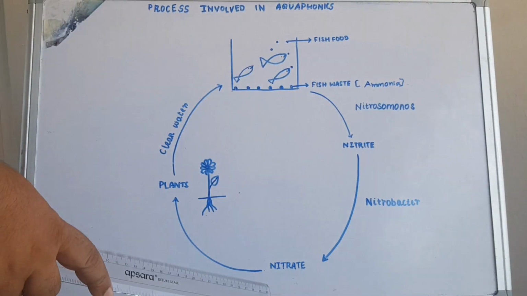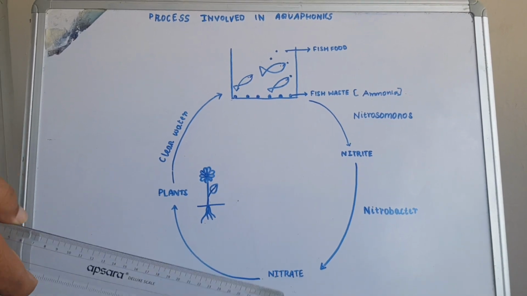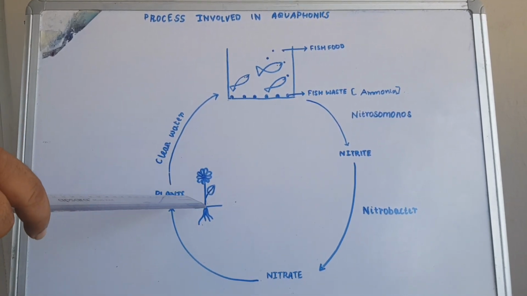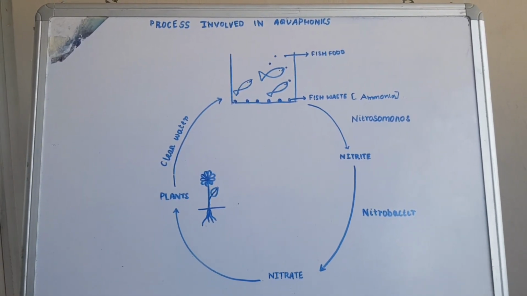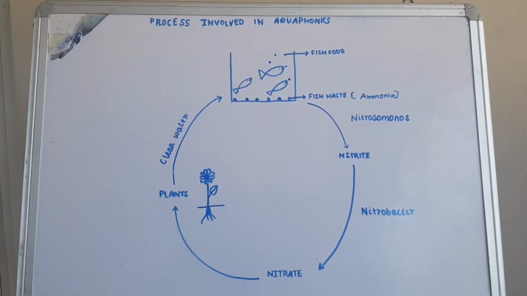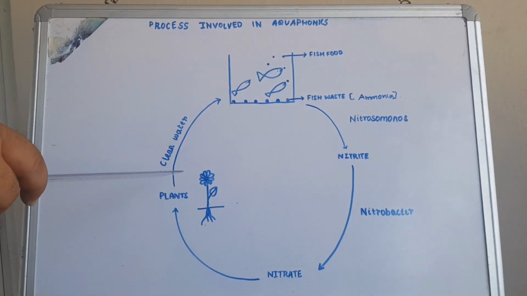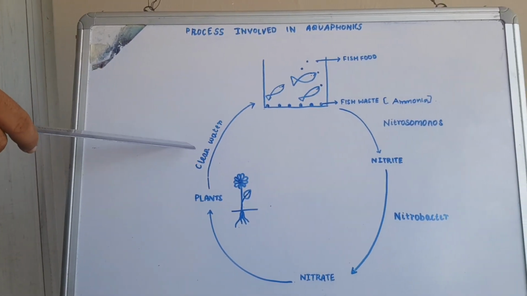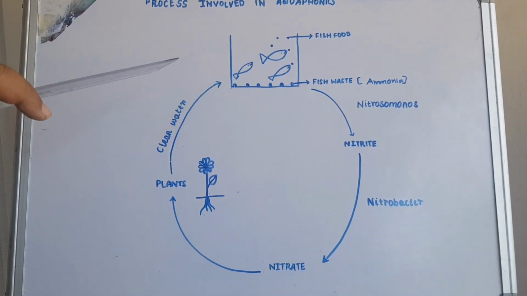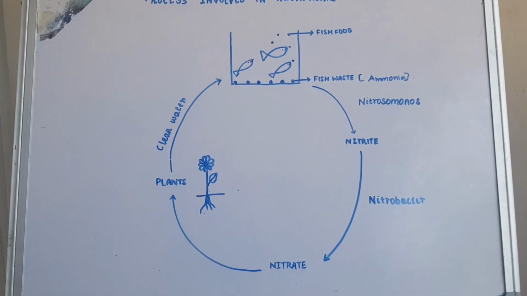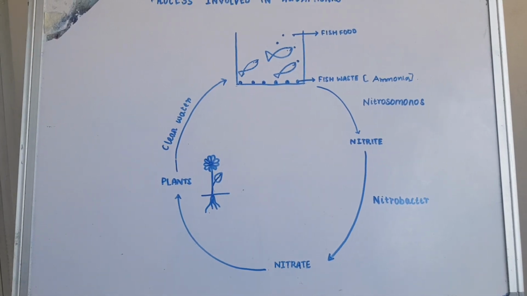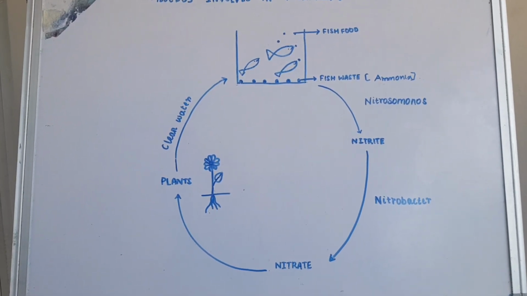And this nitrate, which has the required nutrients for the plants, is supplied to the plants through water, and the plant consumes the required nutrients, and the water which is left out, the balanced water, is purified and clean water is left out, and this water is sent back to the fish tank, and the process is repeated again and again, and it is recycled.